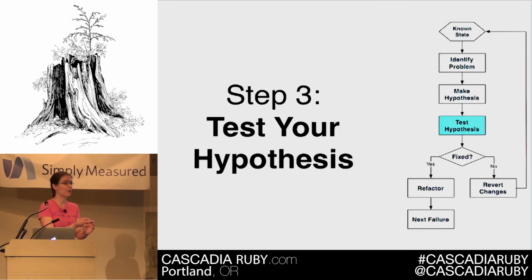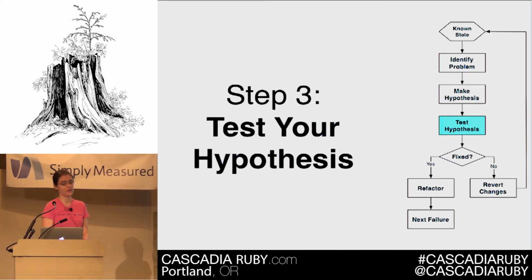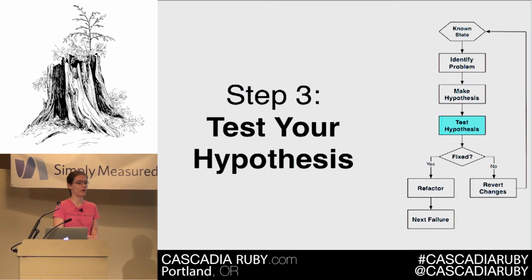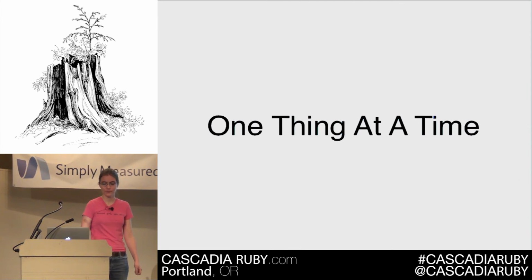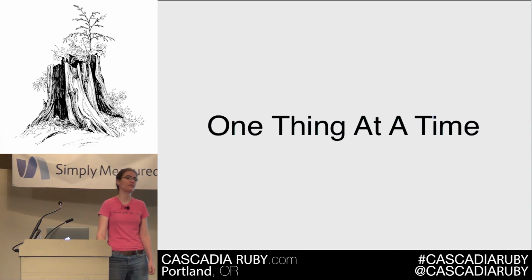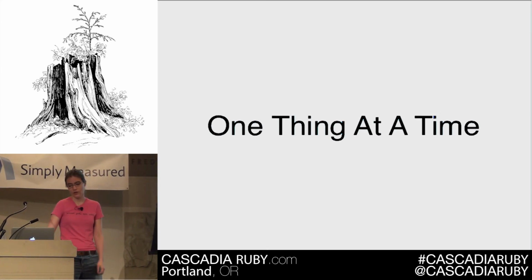So, we've got a problem, we have a hypothesis. Now we need to test the hypothesis. And to do this, we're going to do the simplest thing we possibly can to test our hypothesis. That means we're going to do one thing at a time. This shouldn't take longer than 5 minutes. If it takes longer than 5 minutes, you don't know your tools well, or your hypothesis isn't simple enough.